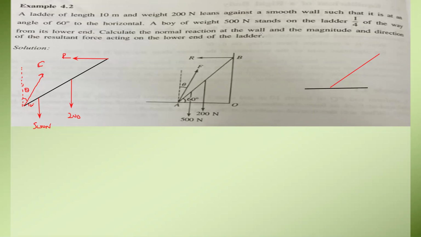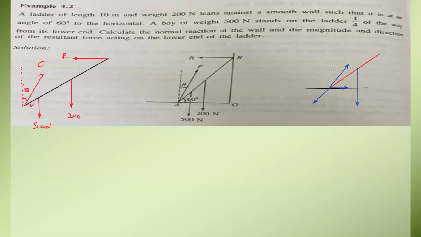The weight of the ladder is acting downward, and the ladder is pushed in this direction, like sliding down, but the friction tries to oppose that. As a result of the combination of these two, the ladder will apply a resultant force in this direction. So that's why there is a reaction force, not exactly perpendicular, but at a certain angle.